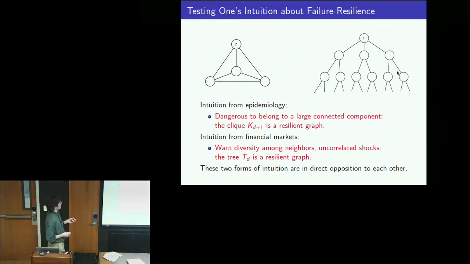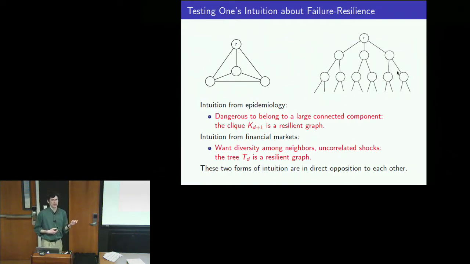OK, so this was our intuition from epidemiology, but it's the intuition shared by, I'd say, theoretical computer scientists, that the clique is very resilient, because you just have access to very, very few nodes, whereas you don't want to belong to a large connected component. What is a clique? A clique is a graph in which all nodes are neighbors. So in particular, if I tell you it's a clique and I tell you it's d-regular, I know it has exactly d plus 1 nodes. My pictures will all, with a few exceptions, have degree 3, so this is going to be my canonical picture of a clique. OK.